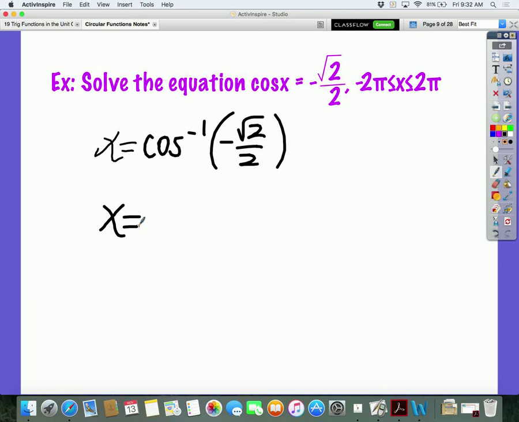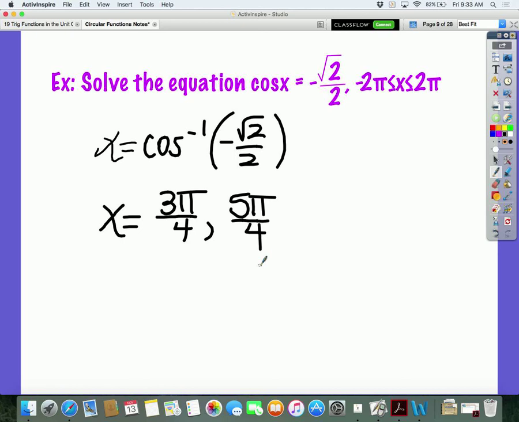You have 3 pi over 4 and 5 pi over 4. Now, this is only those values that are between 0 and 2 pi. Okay? The unit circle only gives you from 0 to 2 pi. Now you would have to manipulate these to figure out, okay, what about from negative 2 pi to 0?